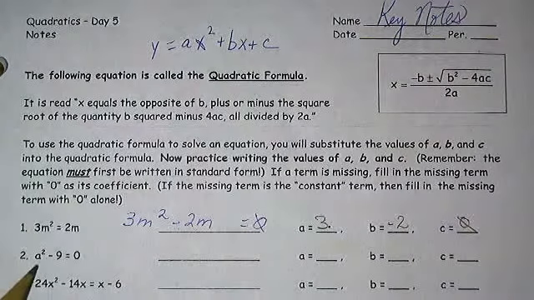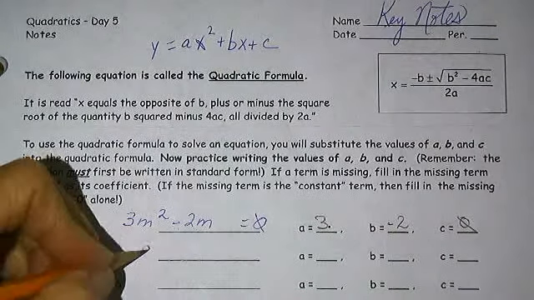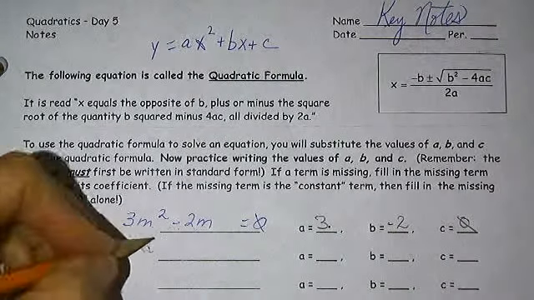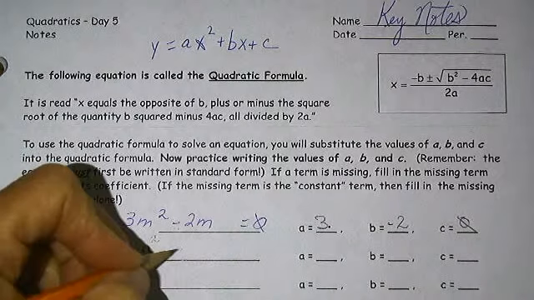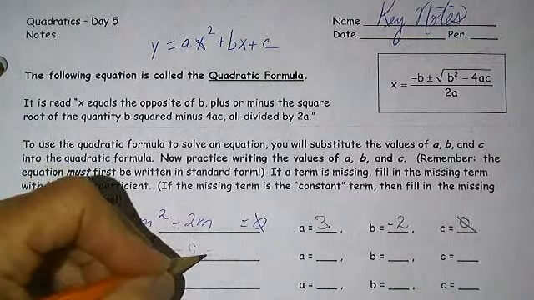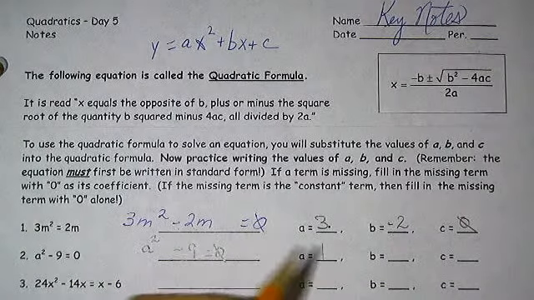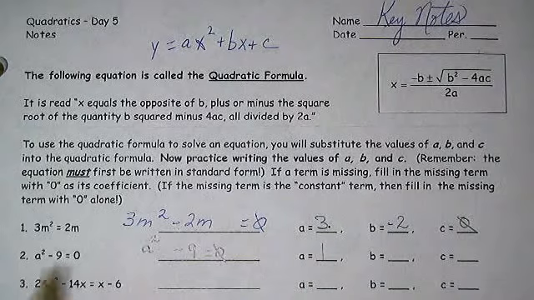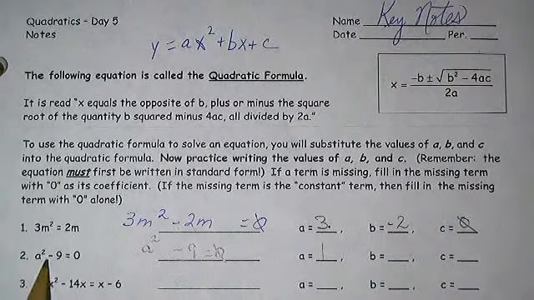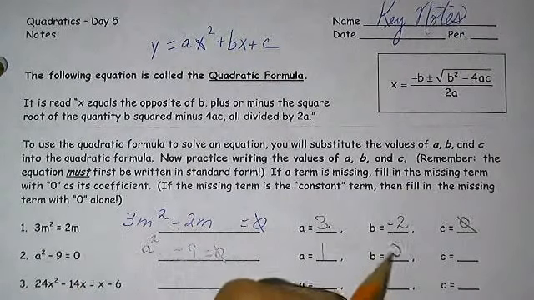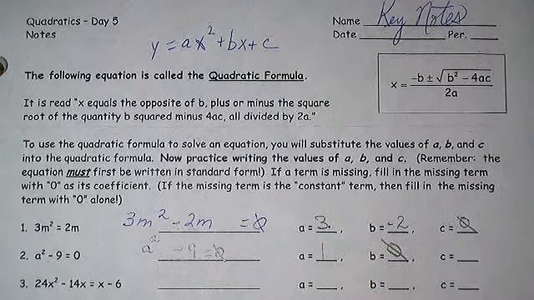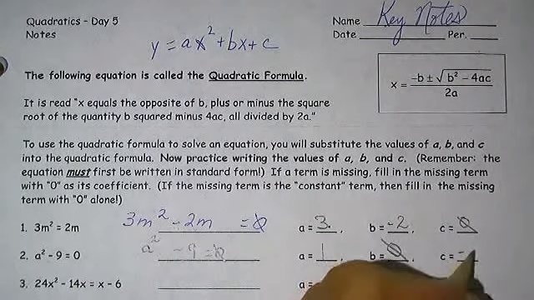Let's do another one. A squared minus 9 equals 0. What's my coefficient of a squared? It is 1. What is b? Well, I don't have a term containing a, so b has to be equal to 0. And c has to be equal to negative 9.